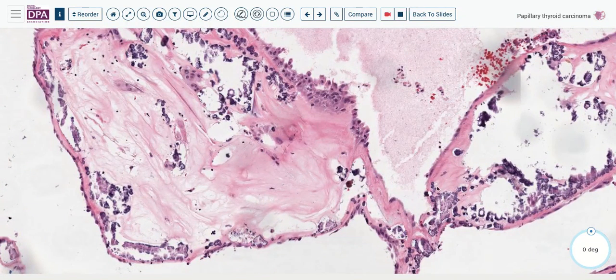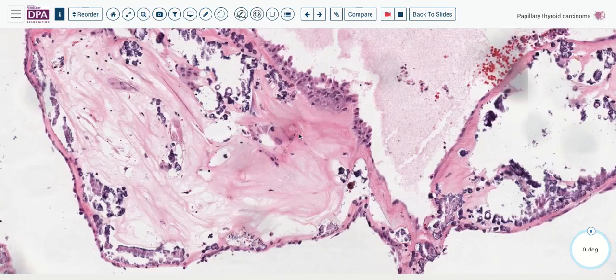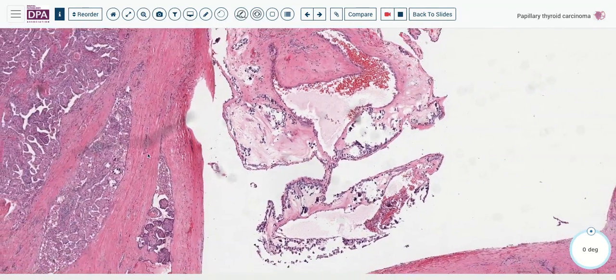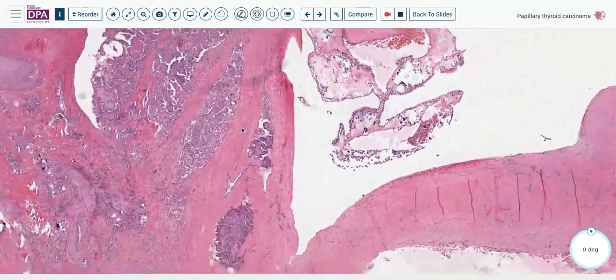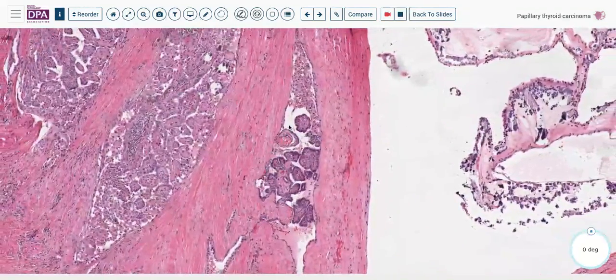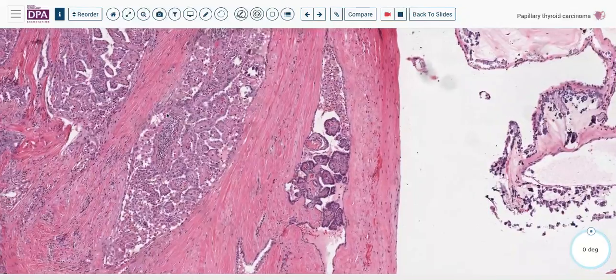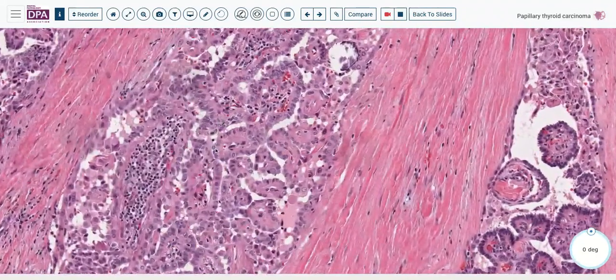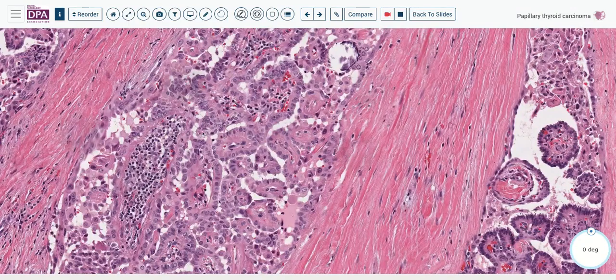We may have some psammoma bodies. Certainly there's some psammomatous type of calcification here. And then here's more papillarity right here. We see that, and here, a very nice illustration of the papillary architecture features of this tumor.